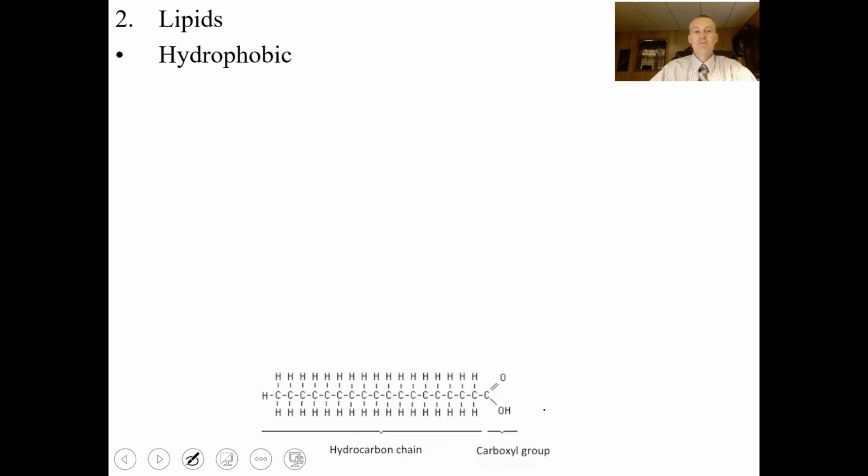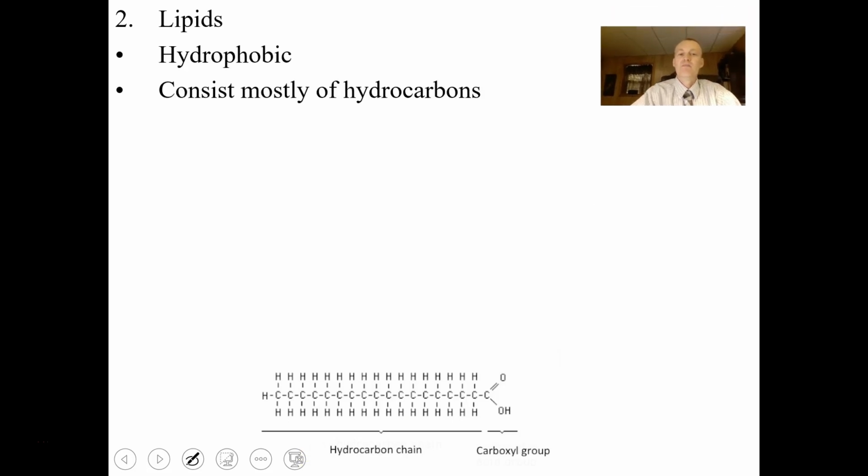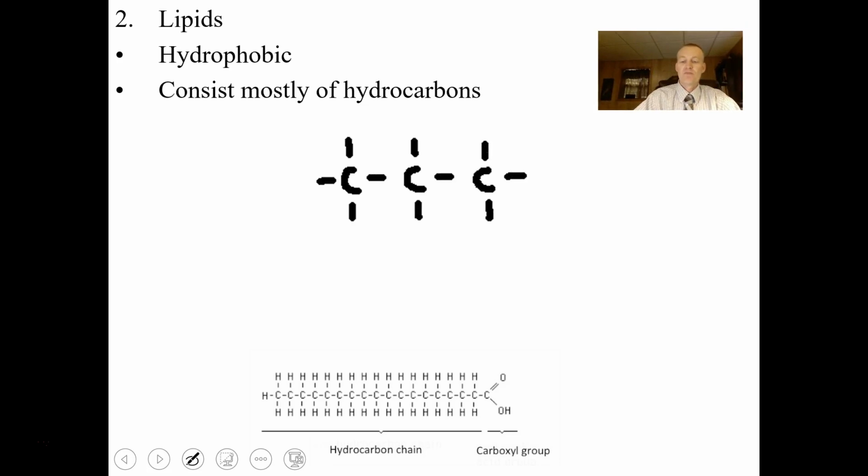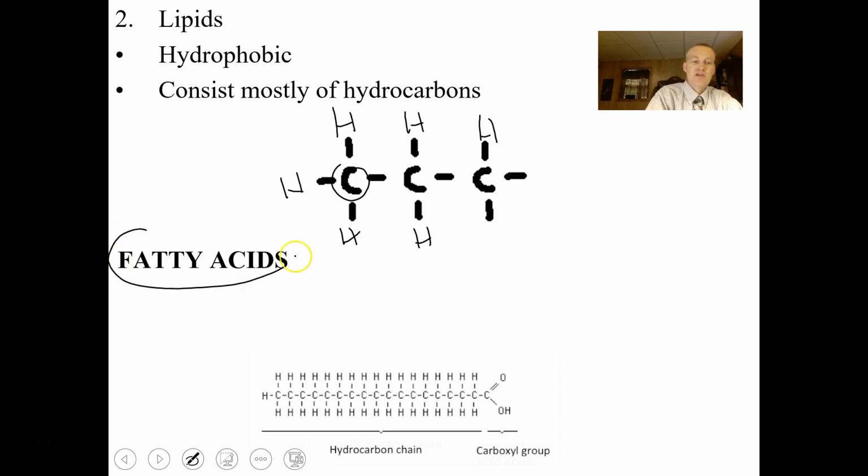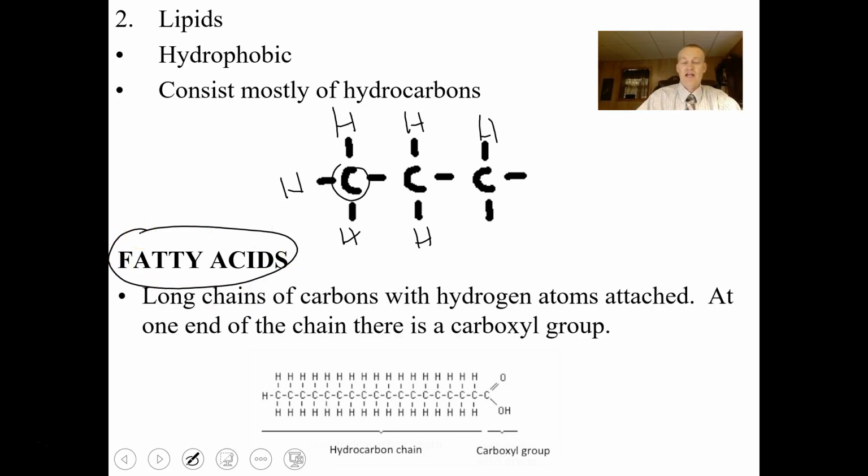So lipids are hydrophobic. They consist mostly of hydrocarbons, which are carbon atoms with hydrogens attached to them. When you look at a lipid, this is what a lot of lipids are going to look like, just carbons and hydrogens. So I want to talk about different kinds of lipids. Our first kind of lipid would be the fatty acids. These are long chains of carbons with hydrogen atoms attached to them.